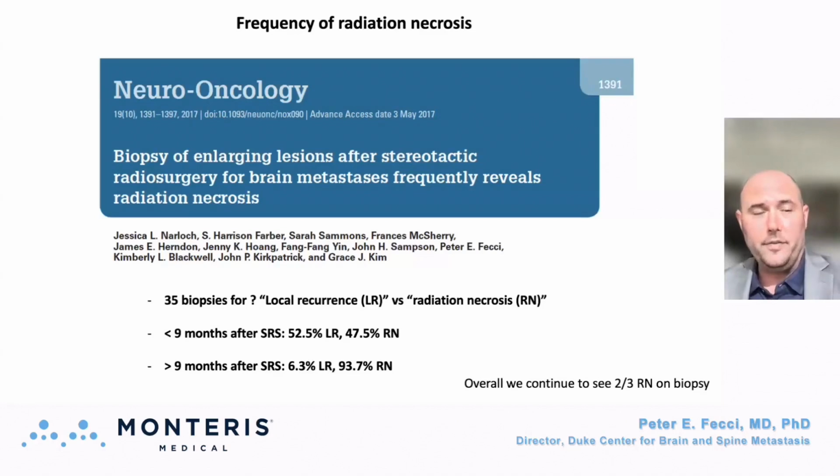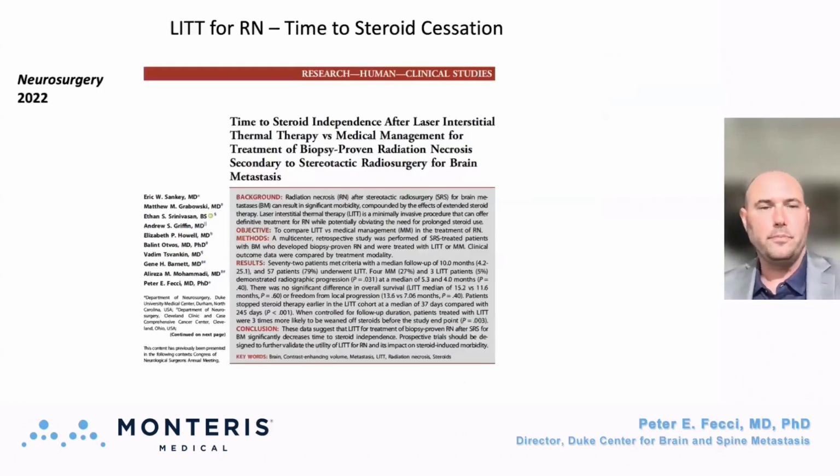First off, if the radiographic progression occurs less than 9 months after radiation and you do a biopsy, it's about a 50-50 split. But once you get outside 9 months following SRS, you start to see a real shift towards the diagnosis being almost overwhelmingly radiation necrosis. And these numbers may not hold true, but the key point here is the further out you are from radiation, the more likely it is to be radiation necrosis. And if people are going to fail radiation, they tend to fail it early. Overall, we tend to see somewhere around 60% of our biopsies for radiographic progression yield pure radiation necrosis.